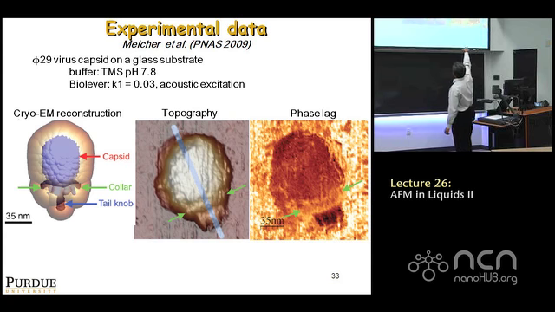Similar thing, this is a virus, and if you look at the phase lag image, again, the stiffest part is the brightest, which means most ringing happens in the stiff part, and the darkest part is softest, because least ringing occurs on it.